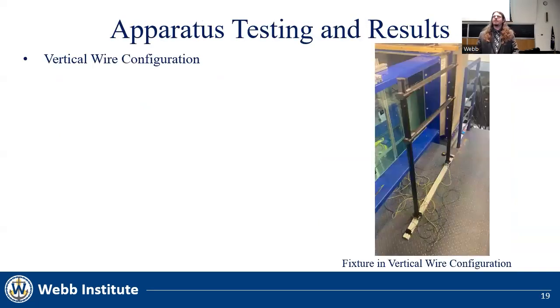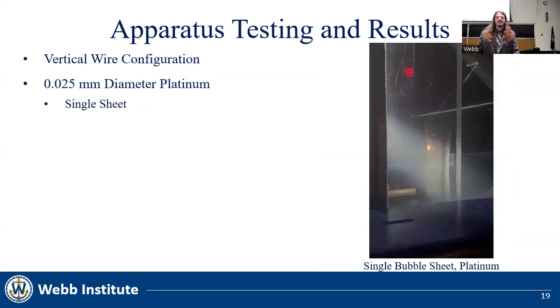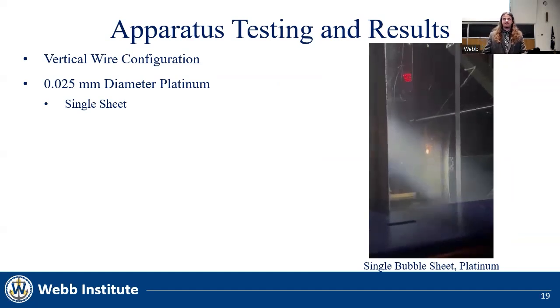I then assembled my apparatus in its vertical wire configuration and installed it into the flow channel. I used the 0.025 millimeter diameter platinum wire, which is very tricky to install, broke often, and I once confused it with a strand of my own hair. However, a single bubble sheet can be seen being produced in the flow channel in the video to the right.